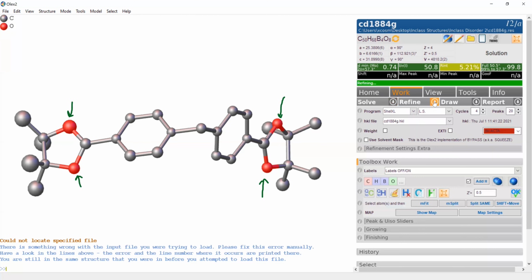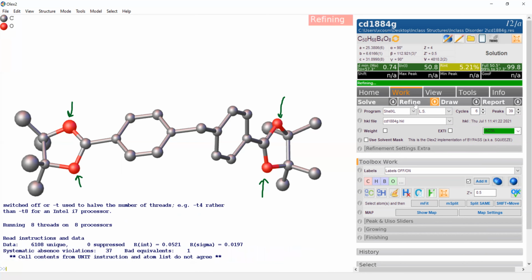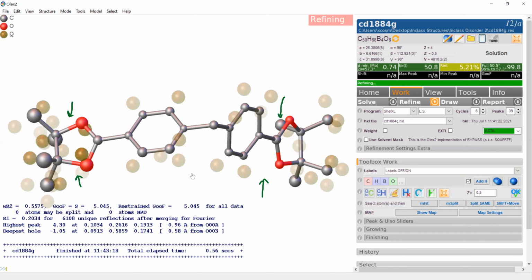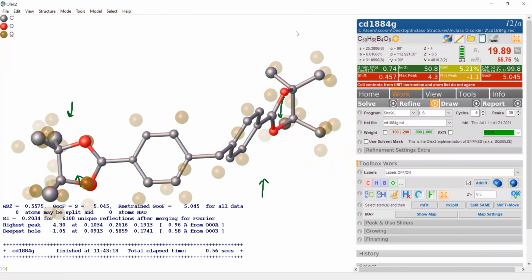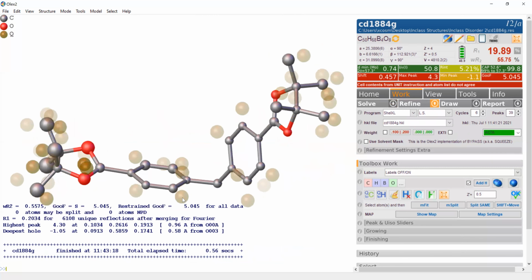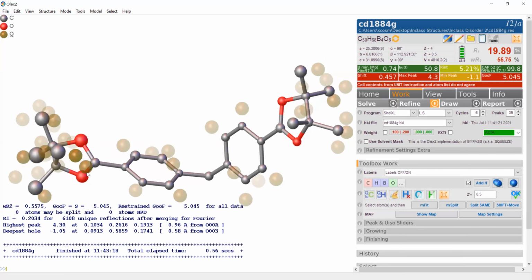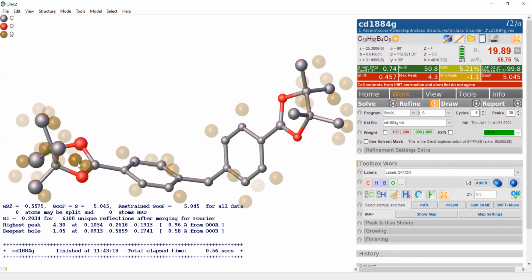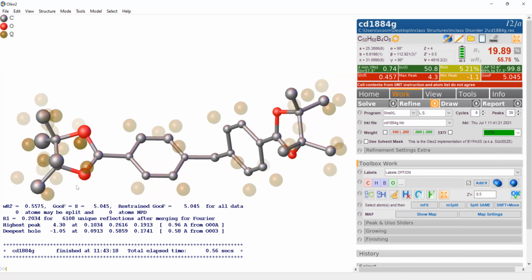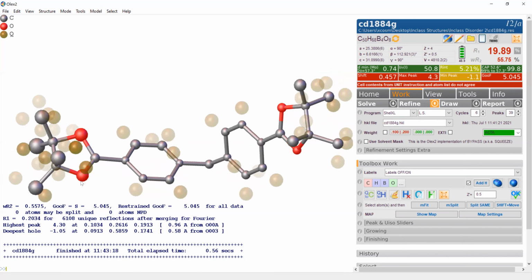Now we go to refine. Make sure you have your ACTA and your refinement program. So nothing too out of the ordinary. One thing to notice is that there's some heavy electron density peaks near the oxygen atoms that we may have to account for later on.